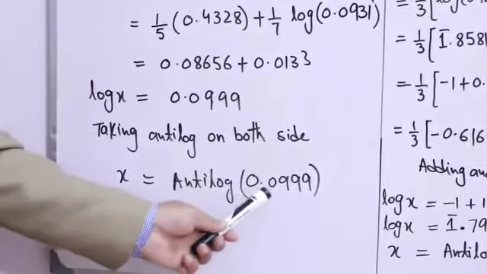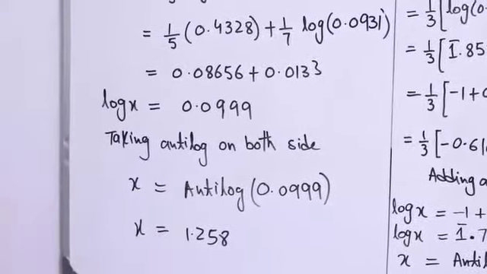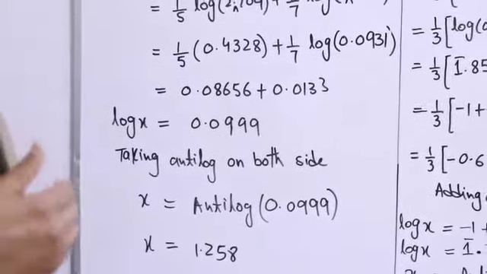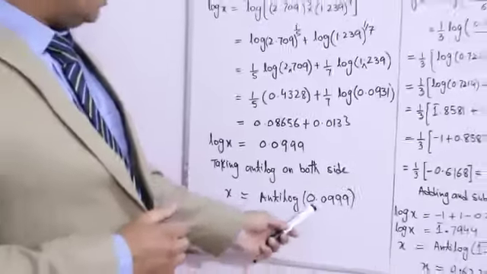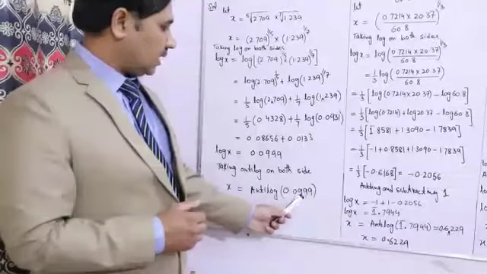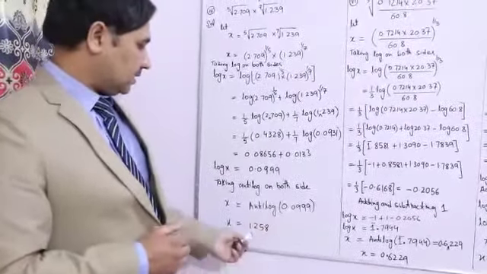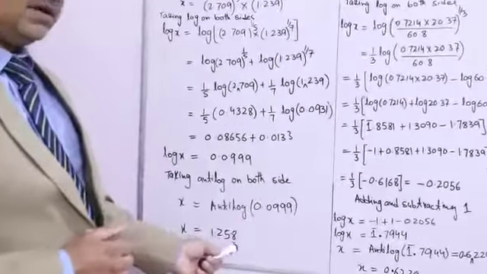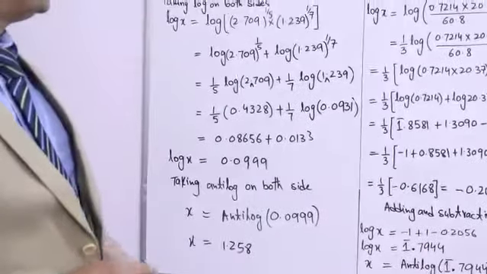So the anti-log of 0.0999, you just have to use the calculator. First you press shift then log, and then you write 0.0999, then it will appear as 1.258. So this is part 4.